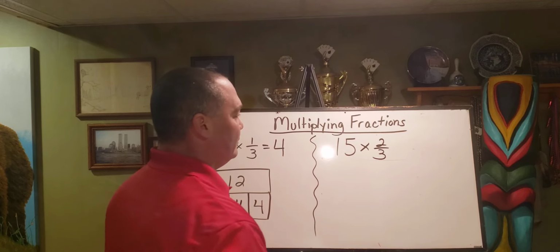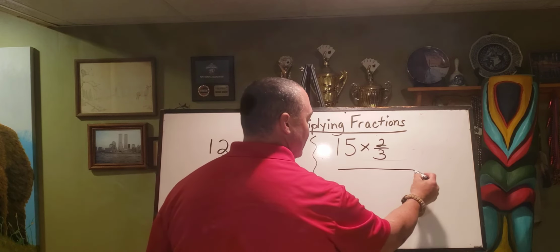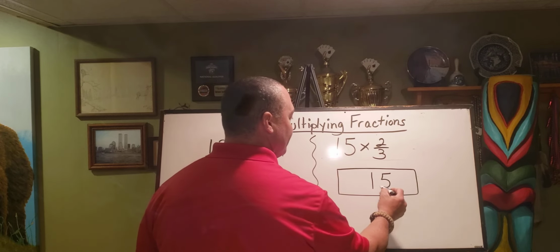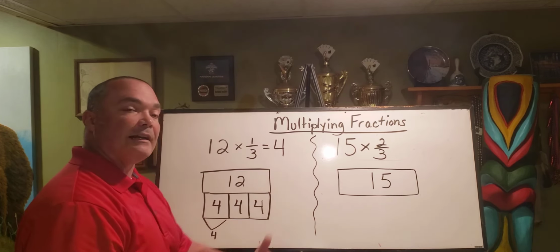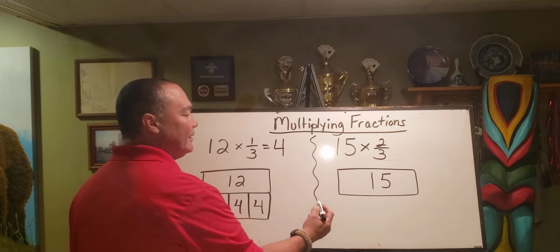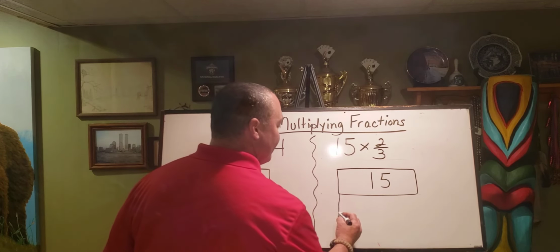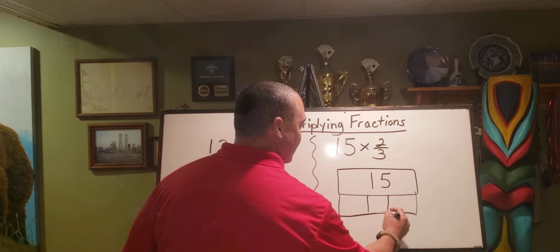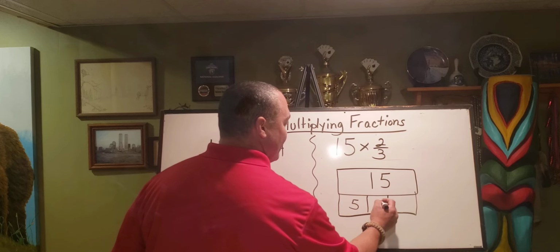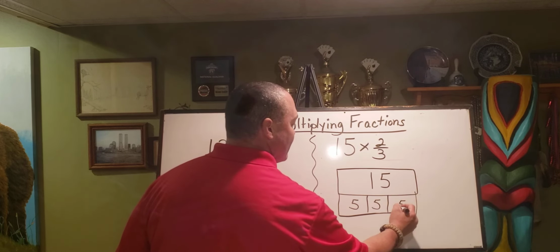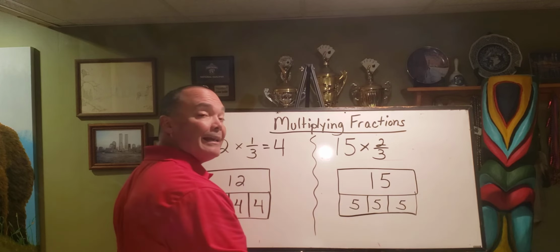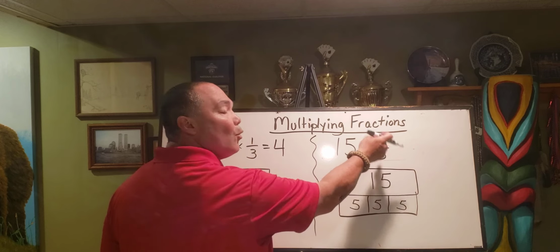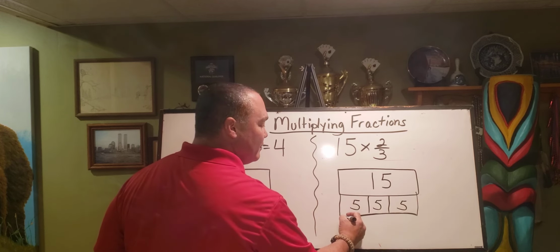15 times 2/3. Well, I can take this model, represent my whole as 15. Now I want to cut 15 into 3 equal parts. So 15 divided by 3 is going to be 5. So I put a 5 in each block, or each square. Now I've taken 15, I've cut it into thirds. I've taken this whole and put it into 3 equal parts. But I want to know what 2/3 of that is equal to.